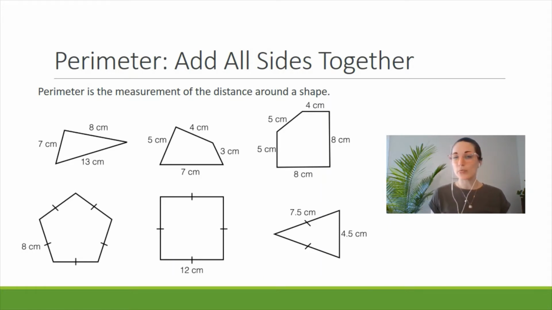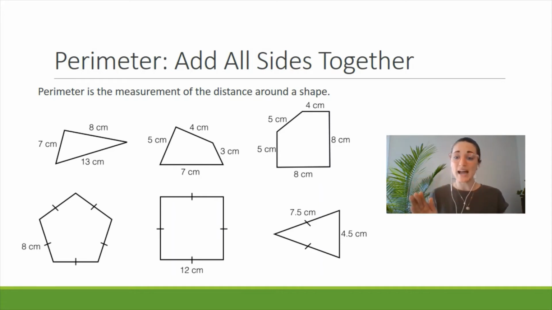Now on the bottom row, things are a little bit different. Only one value, 8 centimeters, is given on the pentagon that you see on that left side. So see the lines that are drawn on each side of the shape? What those lines mean is that all the sides are actually equal in length. So if we know one side is equal to 8 centimeters, all the sides are going to be equal to 8 centimeters because we see that line indicating that they're the same. So we can add 8 plus 8 plus 8 plus 8 plus 8, and that gives us the perimeter of 40 centimeters.